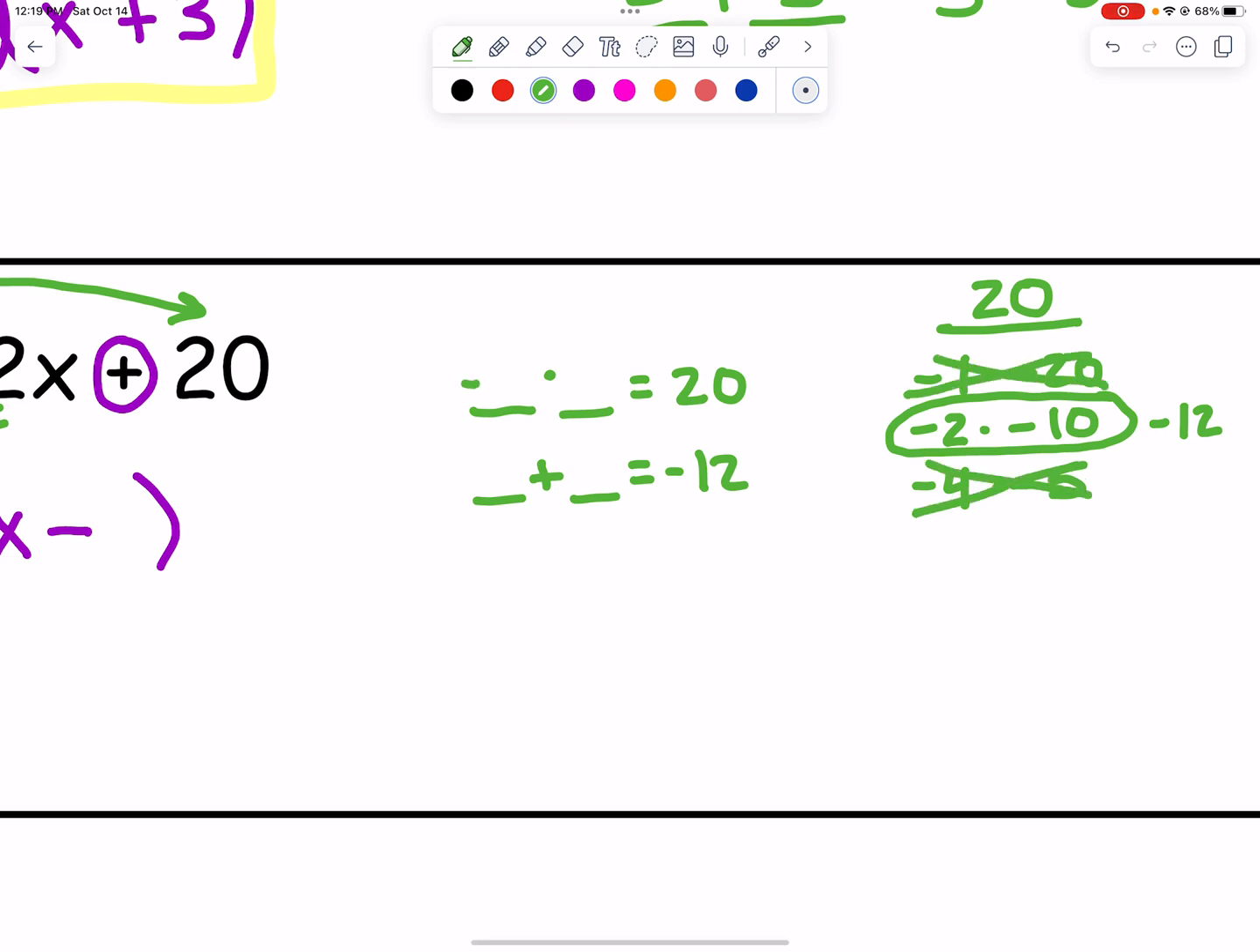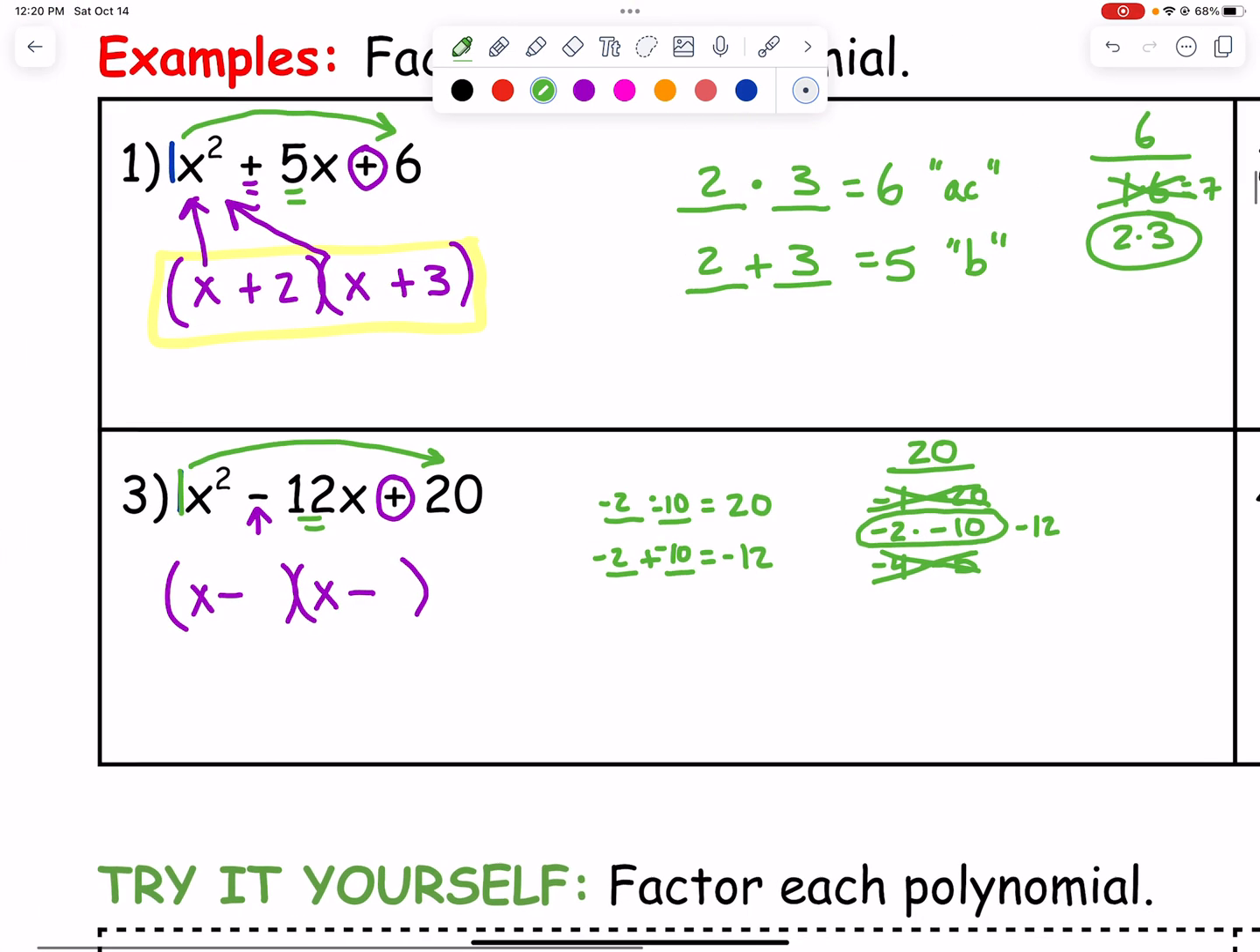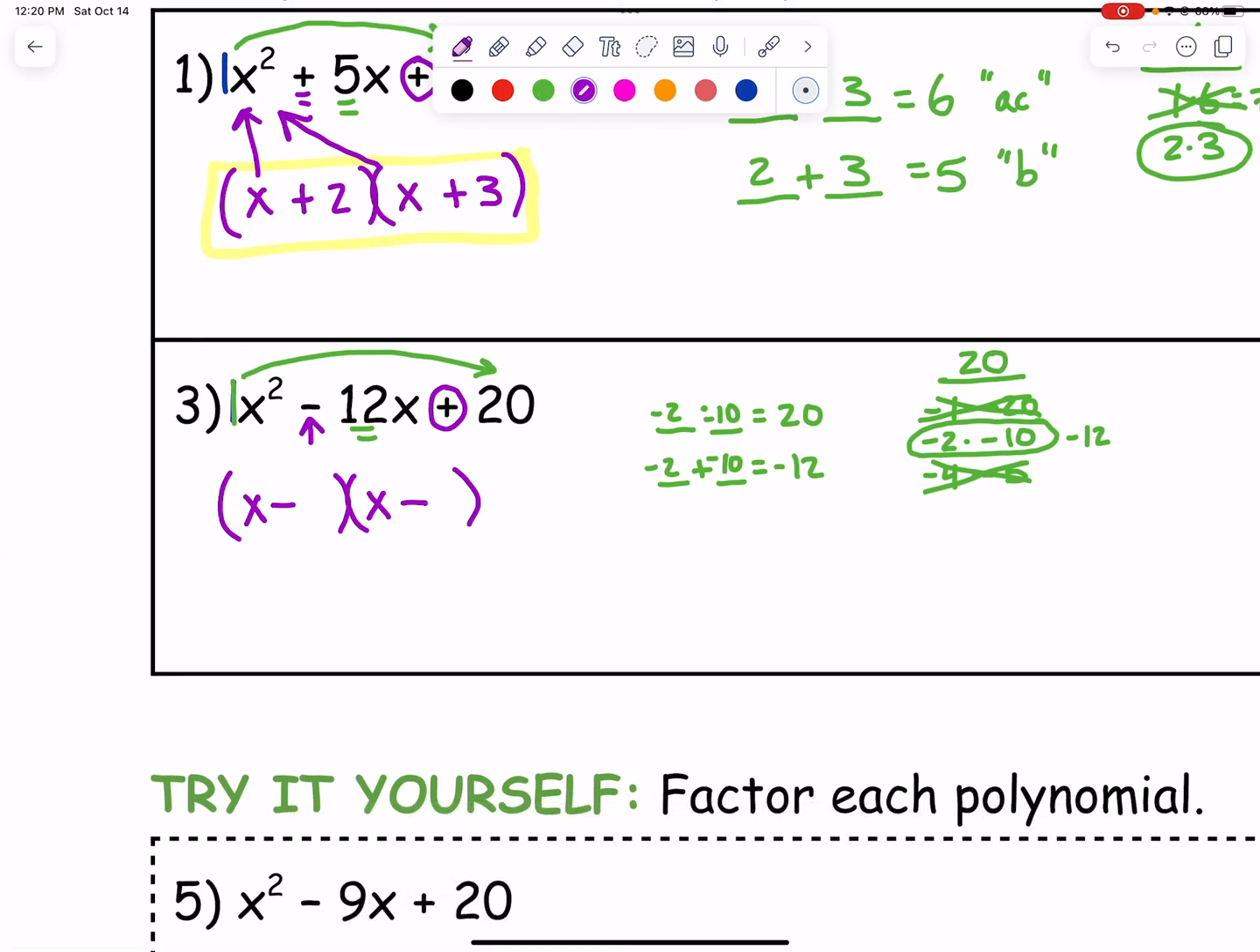And we always want to make sure we're able to do both. They multiply to give us 20, and then they add to give us the -12. So then put them in place. It doesn't matter which one you write first, but I'm going to put the 2 and then the 10. So that is it for number 3.